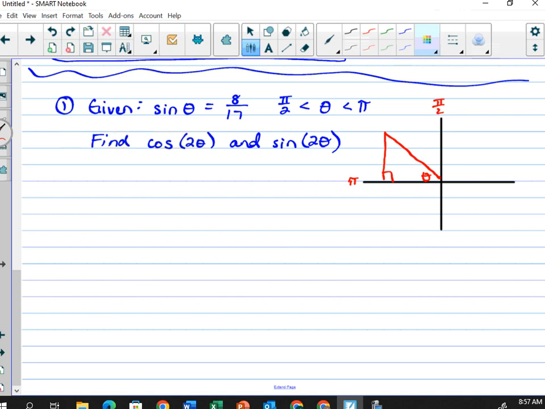And they tell me sine is 8 over 17. So I know opposite is 8, hypotenuse is 17. This is a Pythagorean triple. Do you guys know the other side? 15, good. Now, will that 15 be positive or negative?